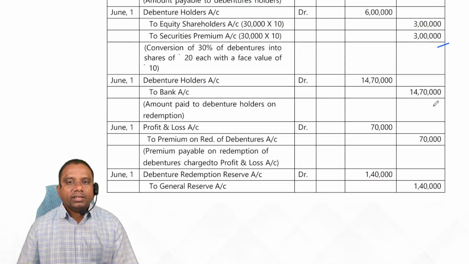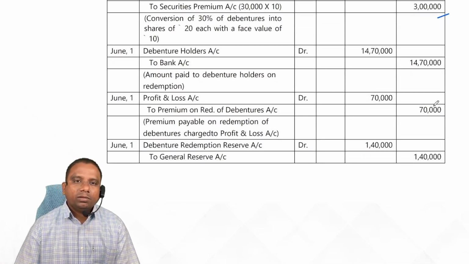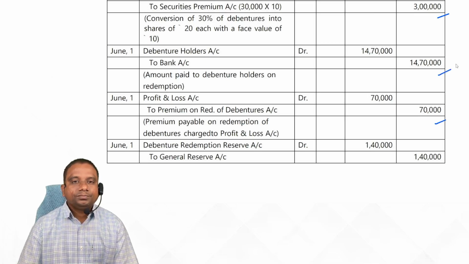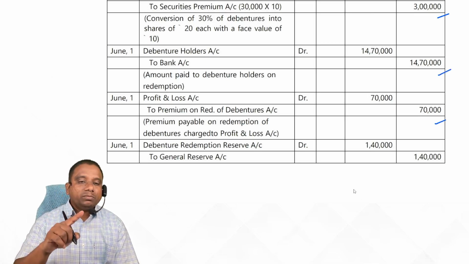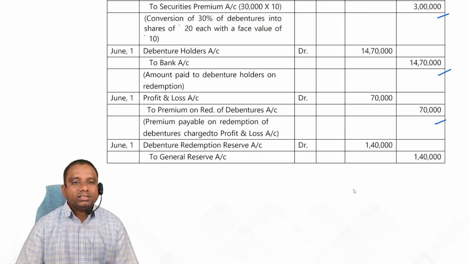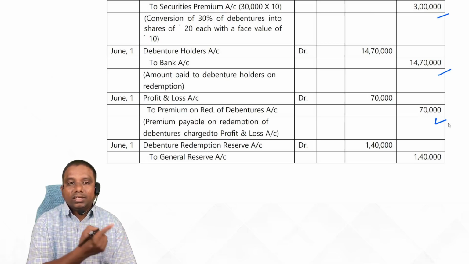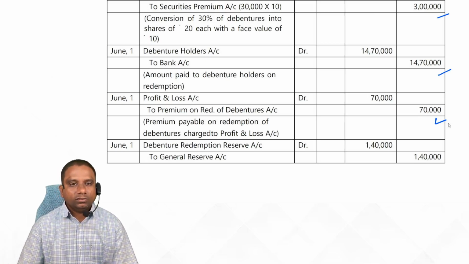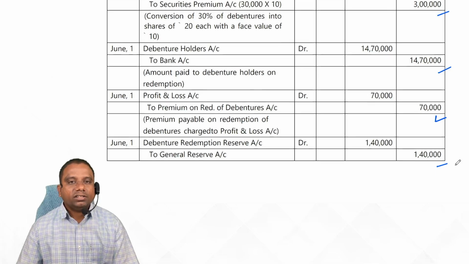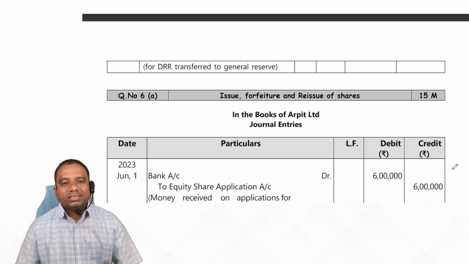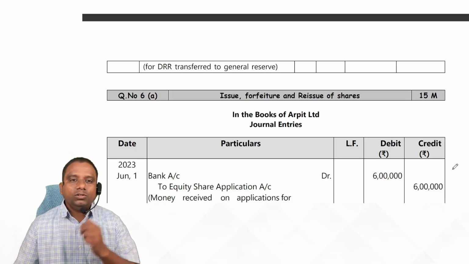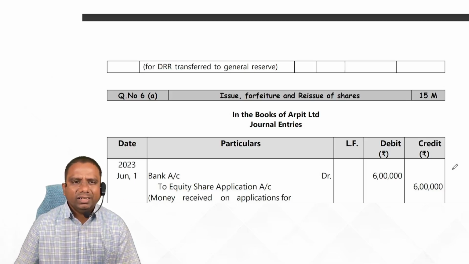Remaining amount we are paying. Yes. And we have premium now. That premium is lost for us. So we are just against P&L account balance. And we are maintaining reserve. That reserve we transfer to general reserve now. That's it. These are the entries. That's why I said this question is a little bit lengthy question, students.